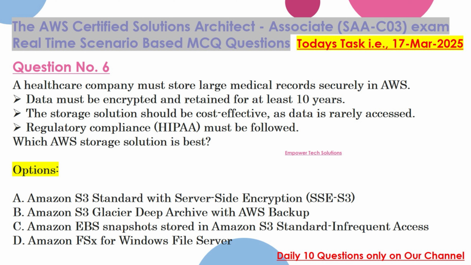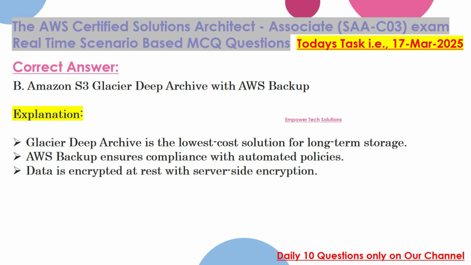Options: A. Amazon S3 Standard with server-side encryption. B. Amazon S3 Glacier Deep Archive with AWS Backup. C. Amazon EBS Snapshots stored in Amazon S3 Standard and Frequent Access. D. Amazon FSx for Windows File Server. Correct answer: B. Amazon S3 Glacier Deep Archive with AWS Backup.